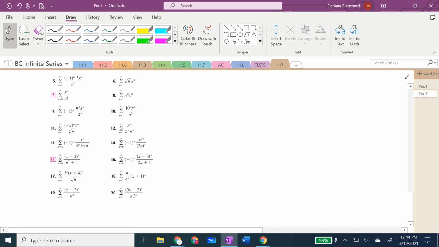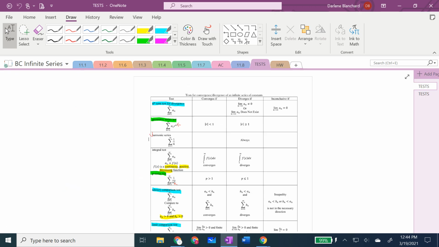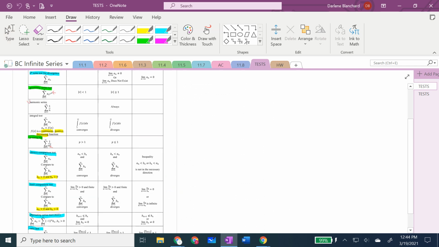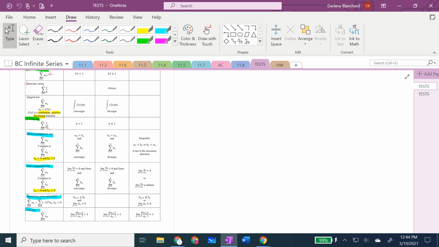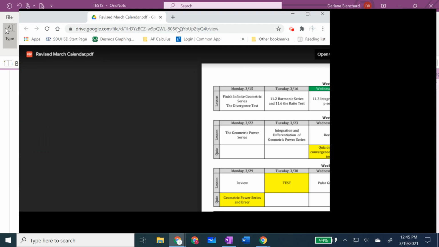Then perhaps I should say over the weekend, really look at these tests. You may want to make flashcards for these tests to make sure that you are memorizing them, because you need to know them. You need to know their name. Let me also say that I posted a revised calendar, and things have changed for sure.